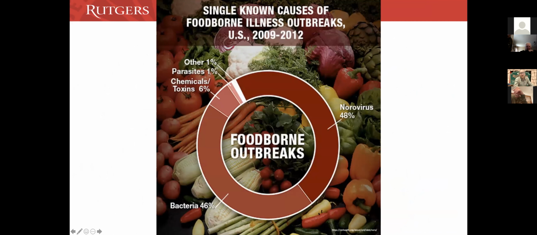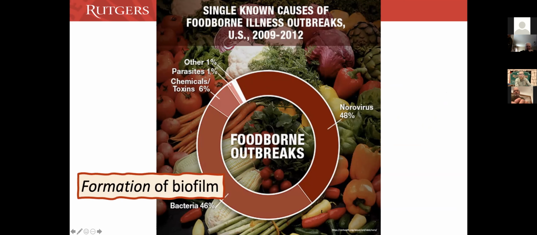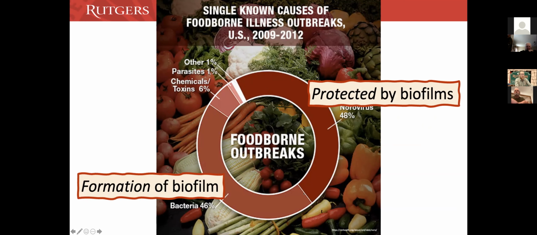So I like this slide because it's a little bit of an older slide, but it gets to the point here, is that half of our foodborne illnesses are caused by bacteria that want to form biofilms. And the other half, here it's norovirus, but the other half of the foodborne illnesses are protected by these biofilms. So biofilm formation, although caused by a bacteria, is very important to all of the foodborne illnesses we may experience in a production system.